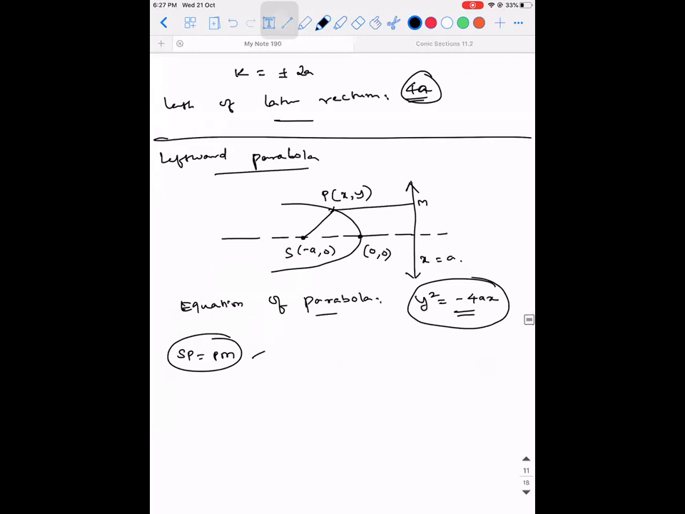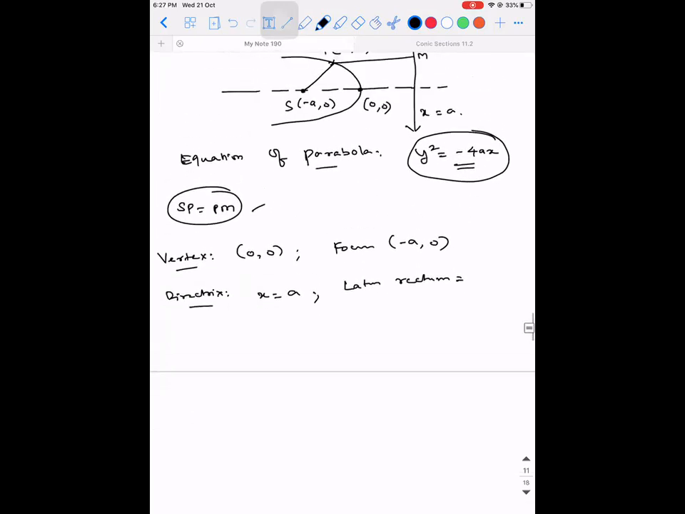In this case, what is the vertex? Vertex is still 0 comma 0. Focus is minus a comma 0. Directrix is x is equal to a. Then what about the latus rectum? The latus rectum in this case also will be 4a.